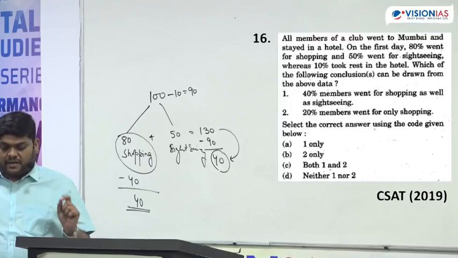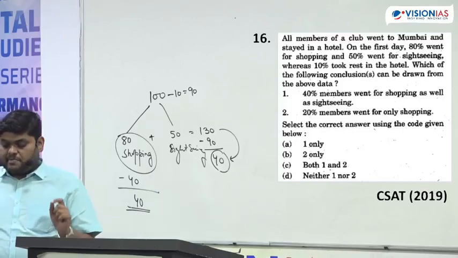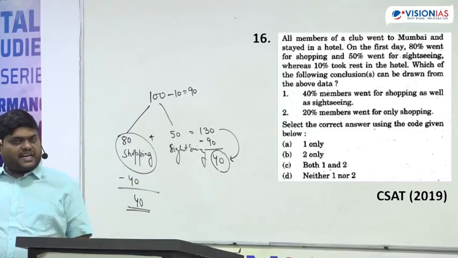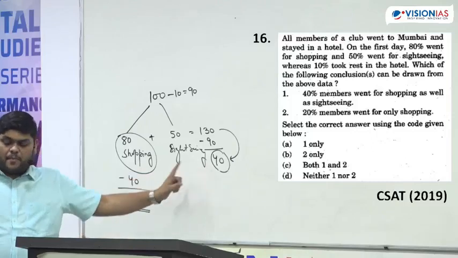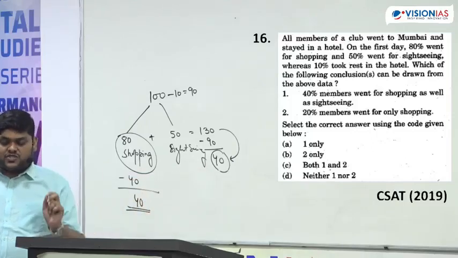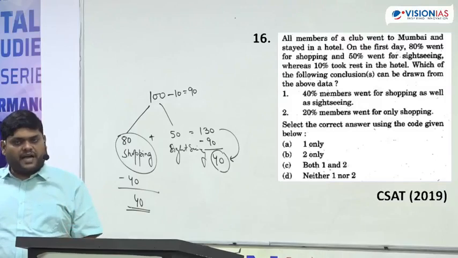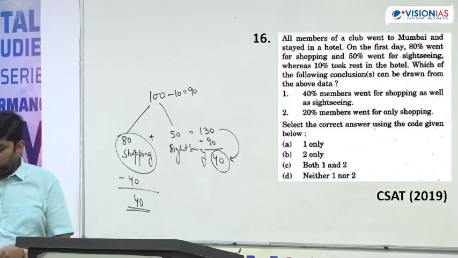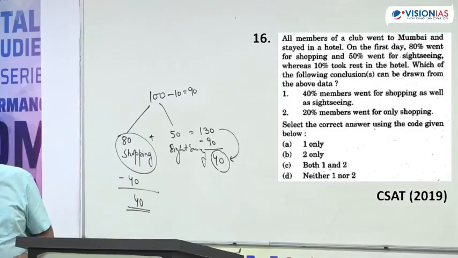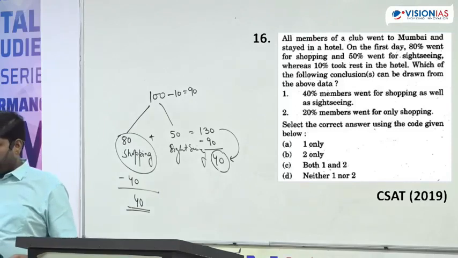So statement number 1, 40% member went for shopping as well as sightseeing. That is correct. But statement number 2, that is 20% member went for shopping, that is wrong. Second statement is wrong. First statement is okay.